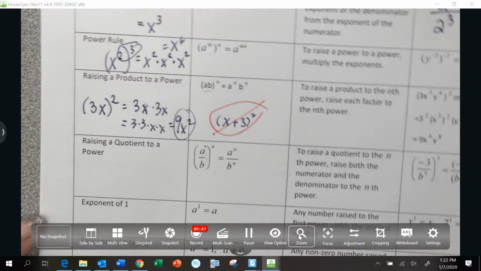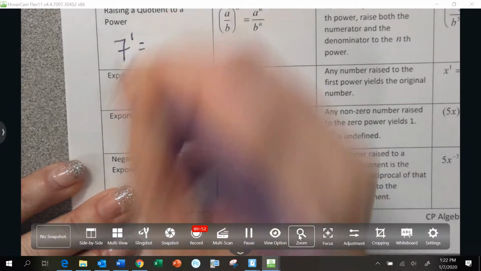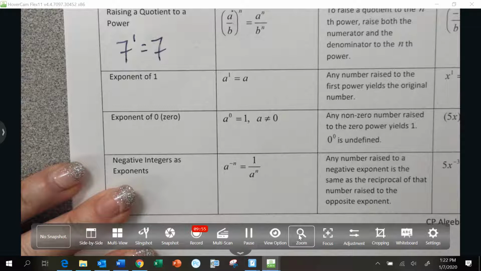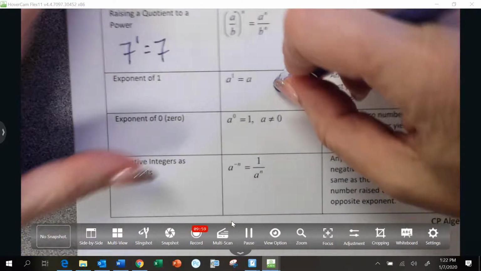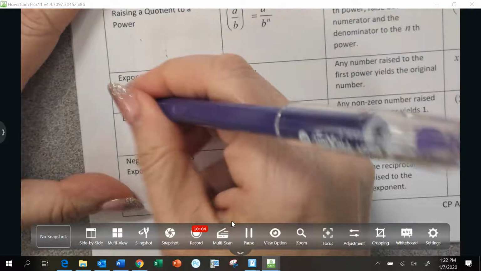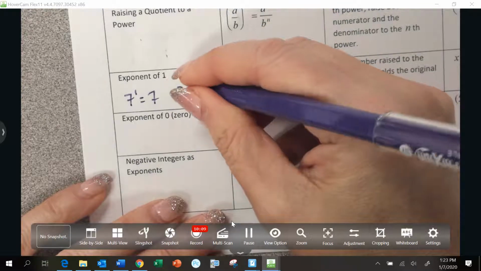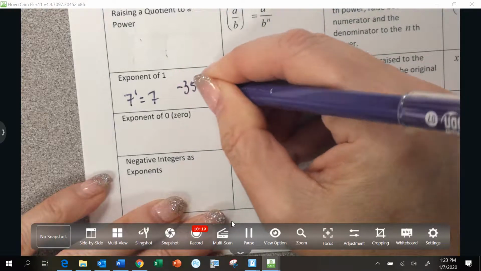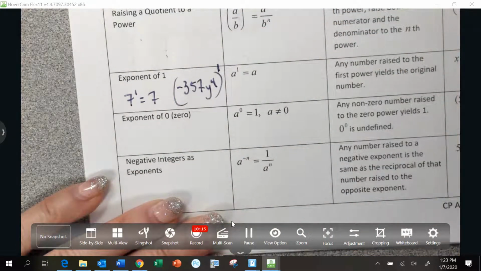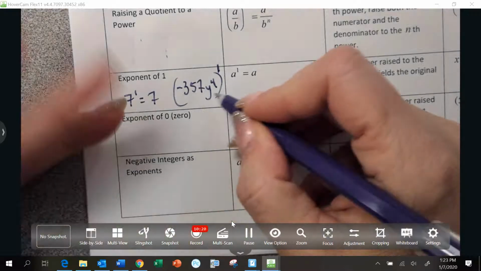An exponent of 1. If I have anything to the first power, what is 7 to the first power? 7. It's itself. What if I have negative 357y to the fourth all to the first power? Negative 357y to the fourth.